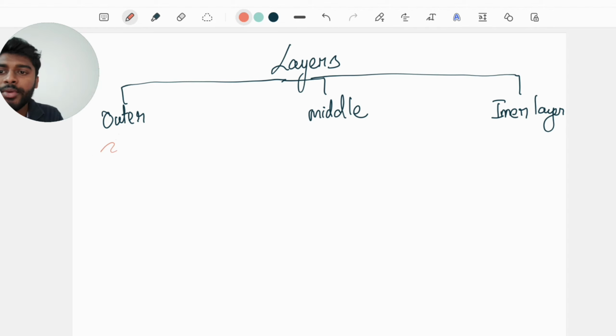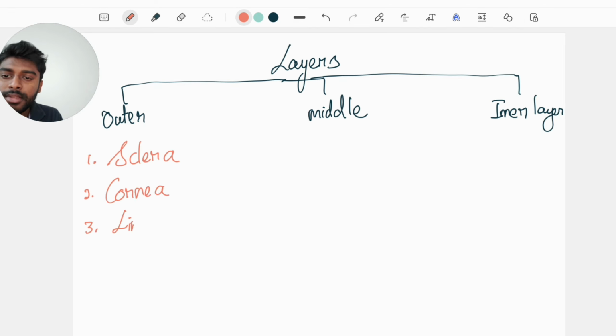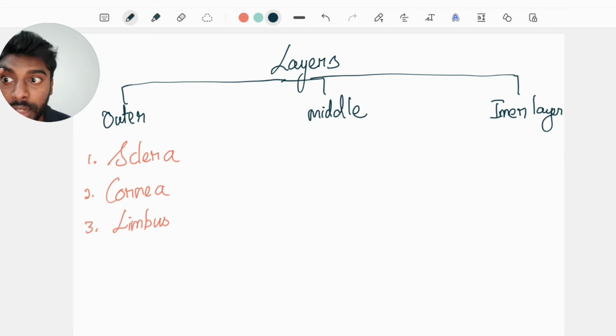In the outer layer you have 3: the sclera, second the cornea, and the third is the limbus. Now I will explain all 3 things. First we will move on with the sclera. What is the sclera? Do you have any idea about the sclera? Yes, we said that it is the outermost layer. If you look at the eye, the whiter part is called the sclera, and the black one, let me draw the diagram.